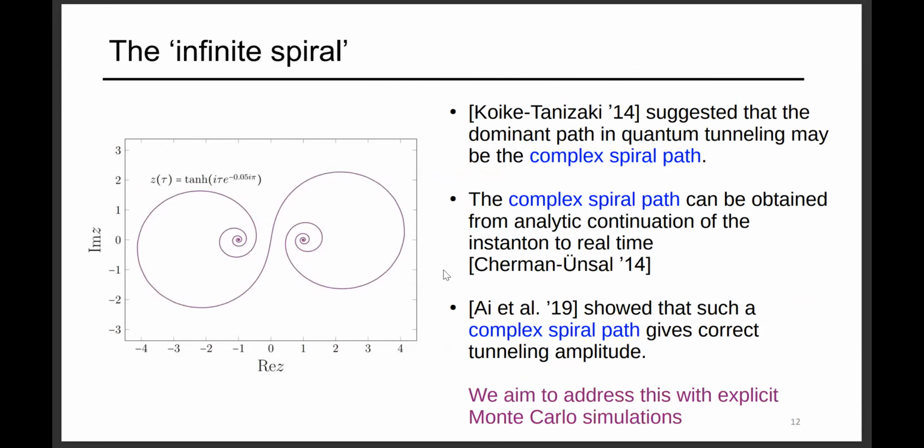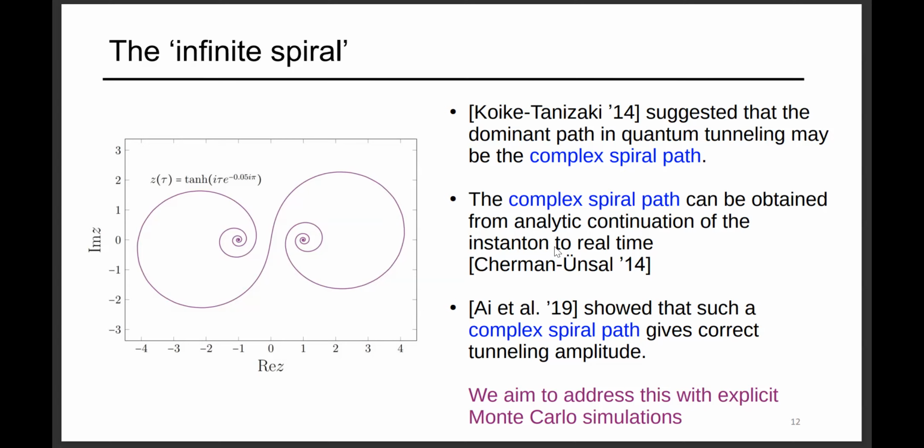But there are some discussions about this. So, Kikuchi and Tanizaki in 2015 suggested that the dominant part of the integral might be some kind of complex spiral path. It was earlier suggested that this complex spiral path can be obtained from the analytic continuation of the instanton from imaginary time to real time.